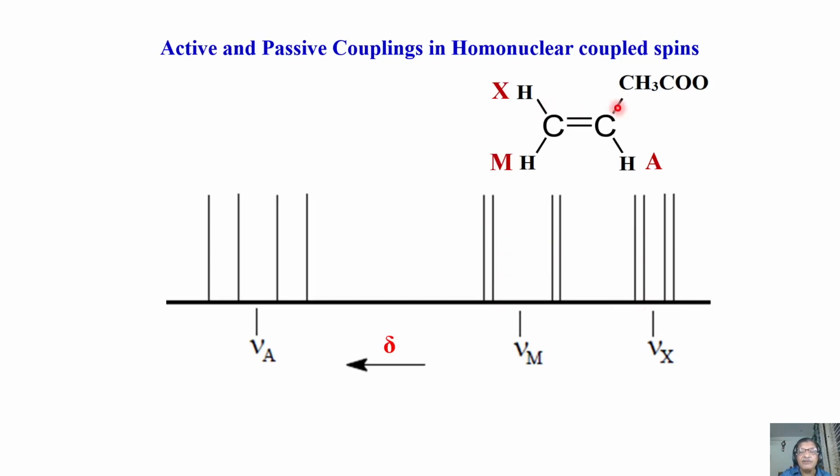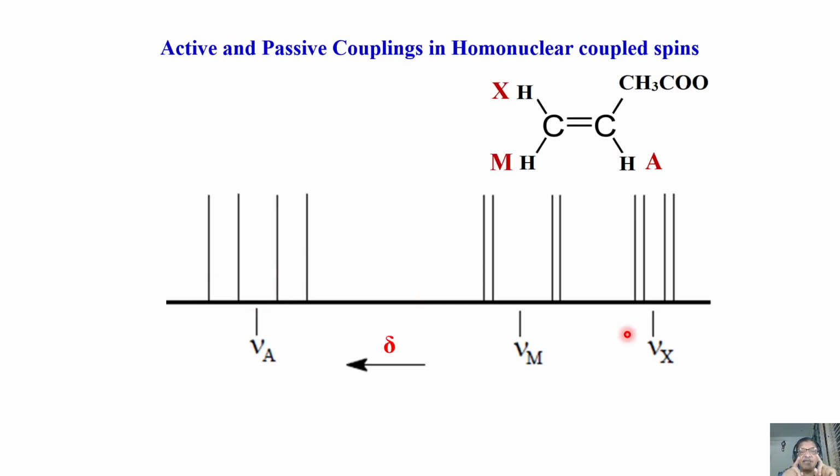Why? Because when I am looking at A, it can have coupling to this and this, a trans coupling and a cis coupling of 3 bonds. When I am looking at M, it can have a cis coupling to A and a geminal coupling to X. When I am looking at X, it can have a geminal coupling to M and a trans coupling to A. So all are of different strengths. As a consequence, this multiplicity pattern is not identical for all the 3 protons.